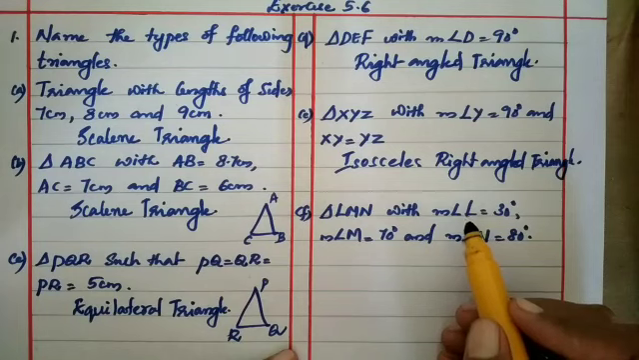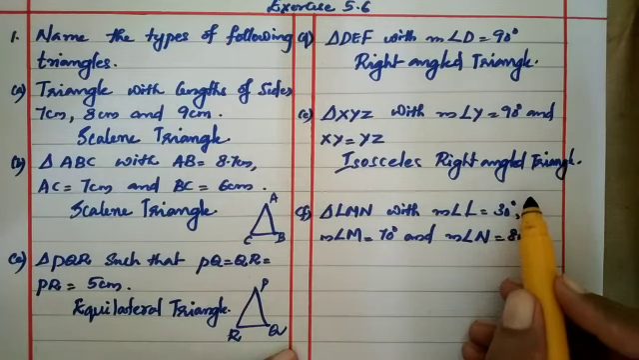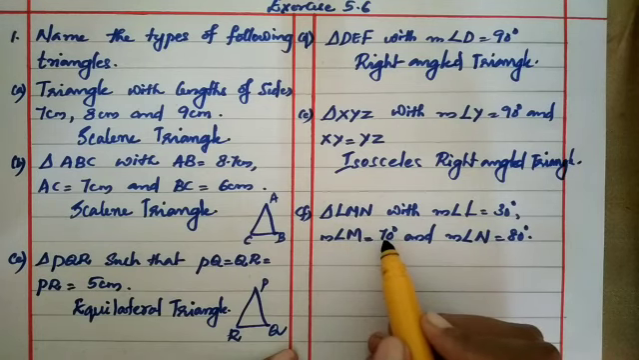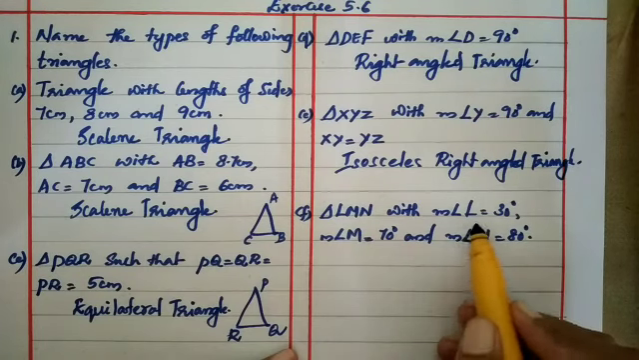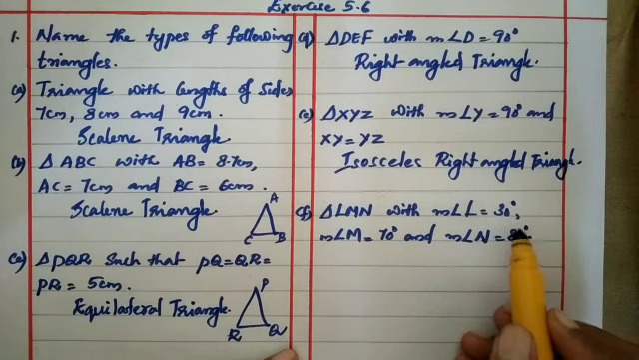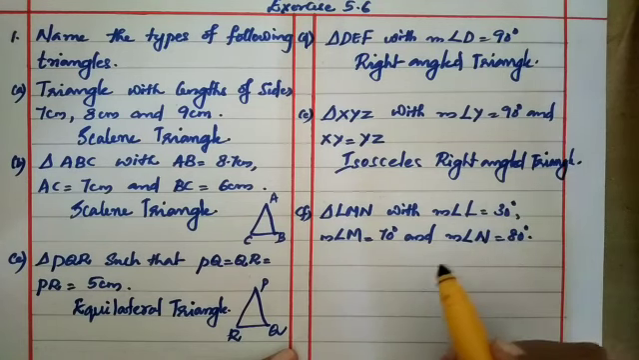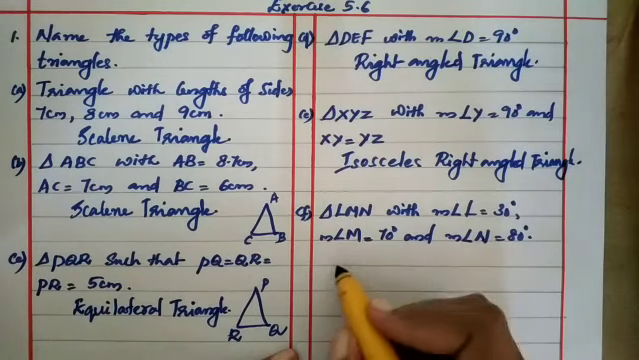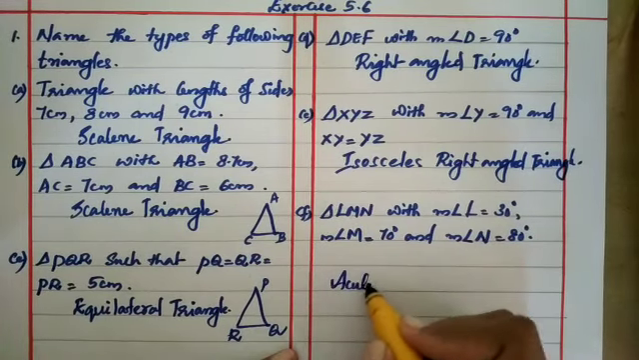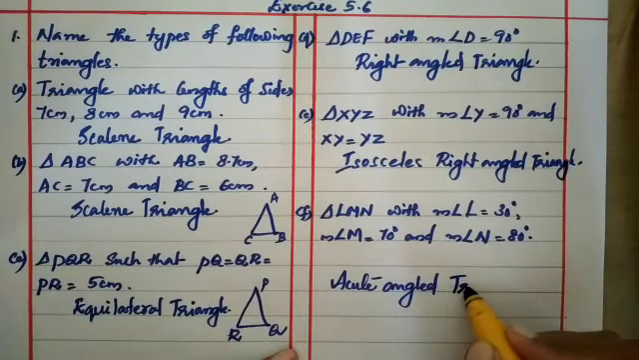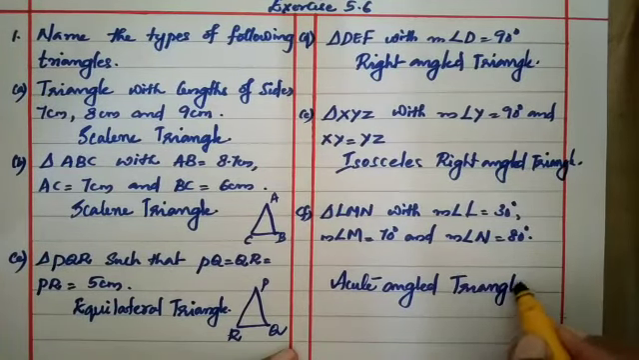Then fifth question, triangle LMN with the measure of angle L equals 30 degrees, measure of angle M equals 70 degrees and measure of angle N equals 80 degrees. Okay, so all the three angles are acute, less than 90 degrees. So this triangle is an acute angled triangle. Hope all of you understood.